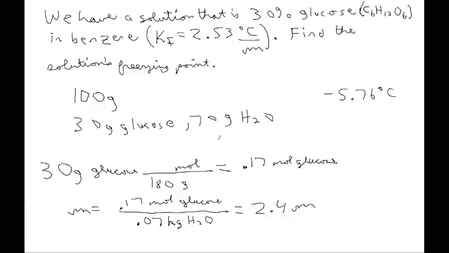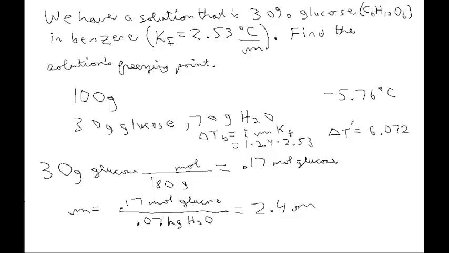And then you have your equation, delta T equals i m KF. So glucose has an i of 1, and this was 2.4, and you were given the KF, 2.53. Oh, I screwed up. All right, so what did you get for the delta T? Delta T is equal to 5.77. All right, I got something a lot different. I guess we were rounding a lot differently. I got 6.072. 1 times 2.4 times 2.53.